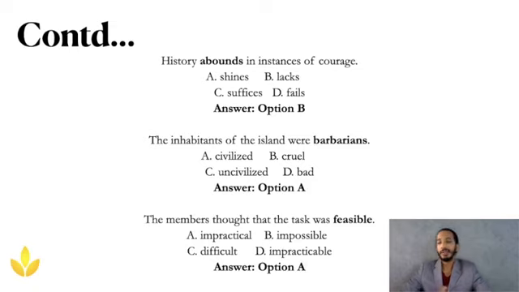So looks like I got it a little jumbled up here. So let's take a moment. The members thought that the task was feasible. So the meaning of feasible is something that is physically possible. So here, as you see, the option is option A, that is impractical. Impractical means it is something that cannot be performed practically.